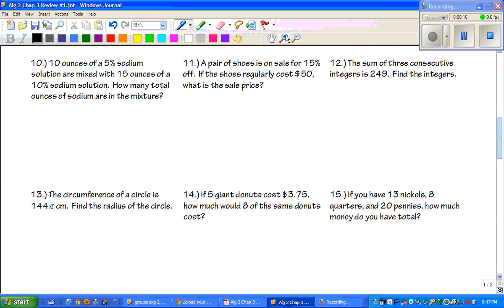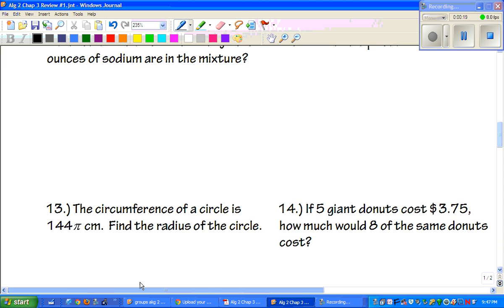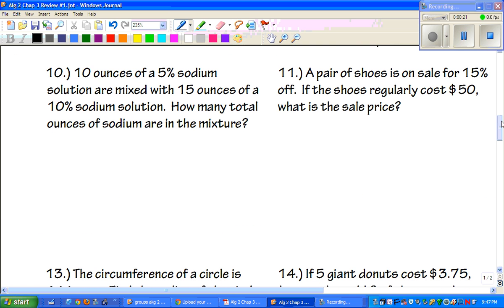Today we're going to continue with the review, starting with problem number 10. Problem 10 says 10 ounces. That sounds pretty important. So, 10 ounces of 5% sodium solution are mixed with 15 ounces of 10% sodium solution. And it's asking together how many total ounces of sodium are in the mixture. So we want to know how much between each of those mixtures.